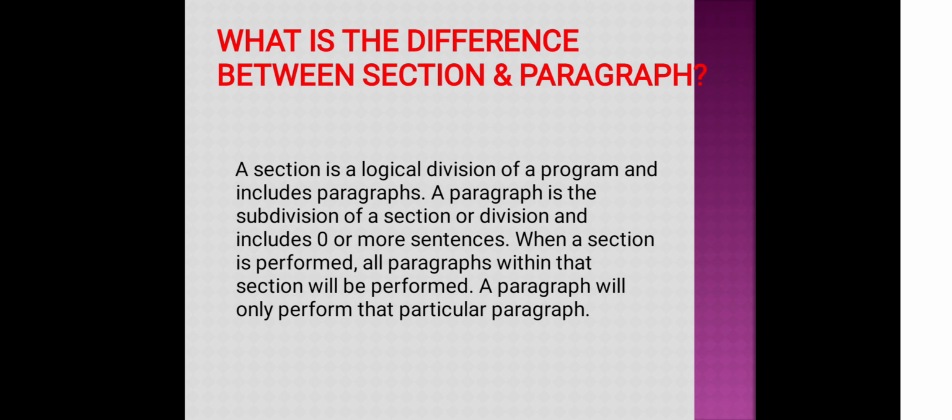What is the difference between a section and a paragraph? A section is a logical division of a program and includes paragraphs. A paragraph is a subdivision of a section or division and includes zero or more sentences. When a section is performed, all paragraphs within that section will be performed. A paragraph will only perform that particular paragraph.